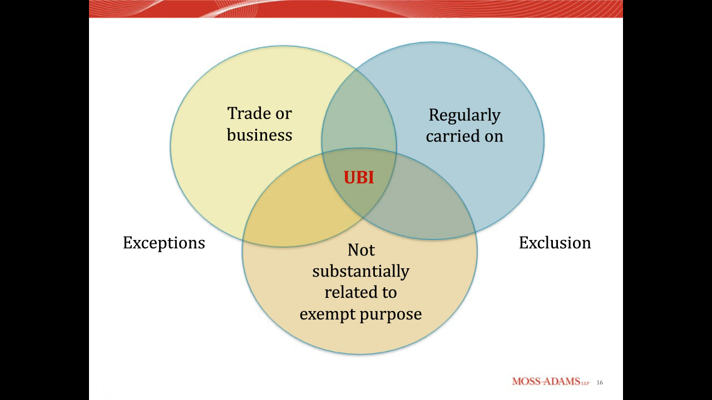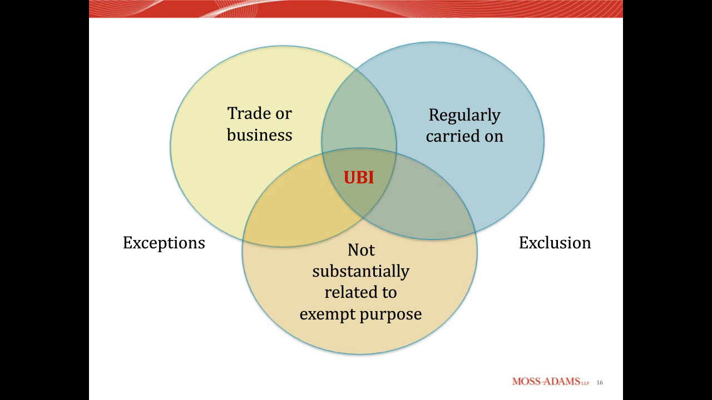There are three requirements to be met for an activity to be considered unrelated business income. The first requirement is a trade or business aspect. This means that the organization has to conduct this activity for the production of income from selling goods or performing services, and generally a profit motive is involved.